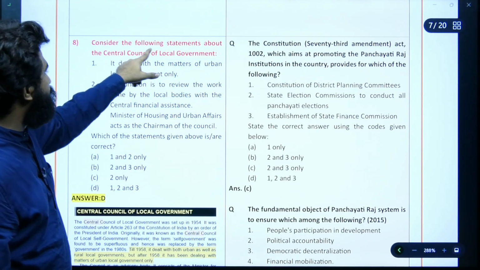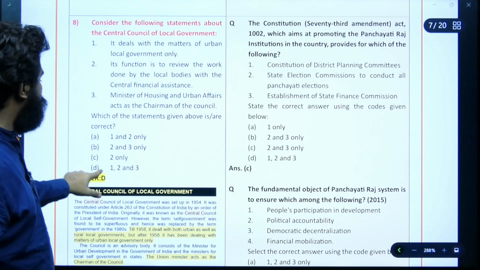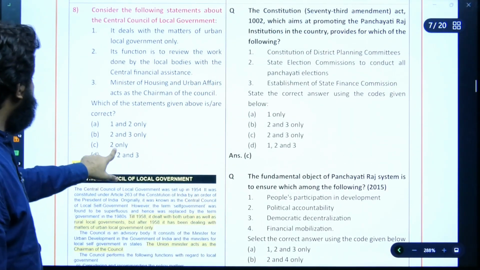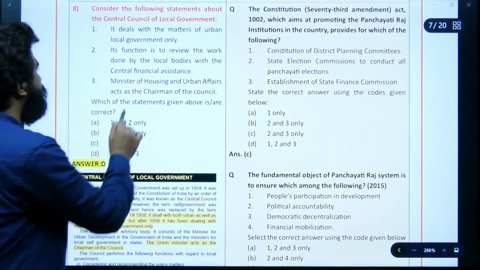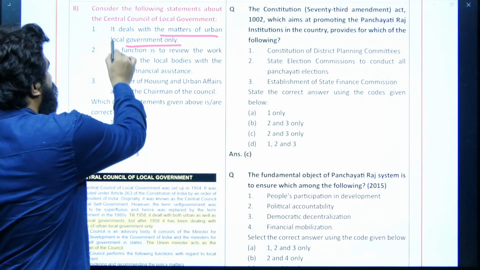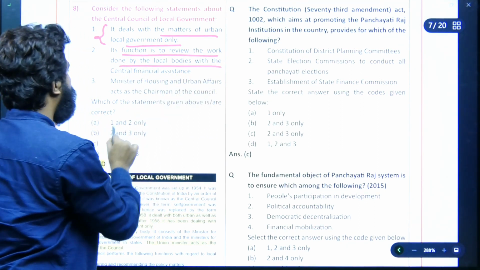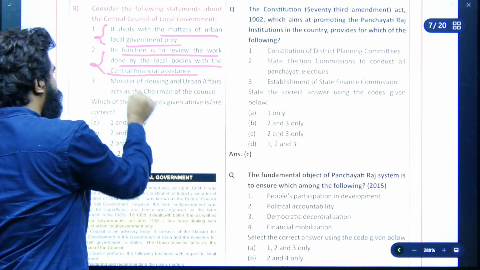Next, consider the following statements about the Central Council of Local Government. This is about the Central Council of Local Government. All 3 statements are dealing with it. It is only with respect to urban local government, and its function is to review the work done by the local bodies with central financial assistance.